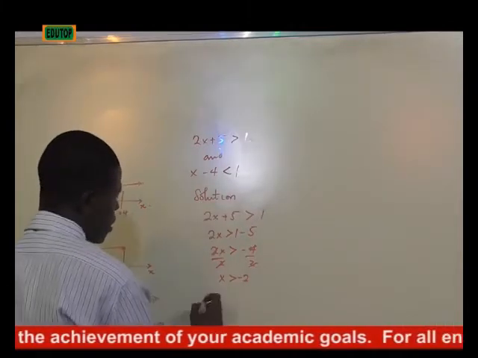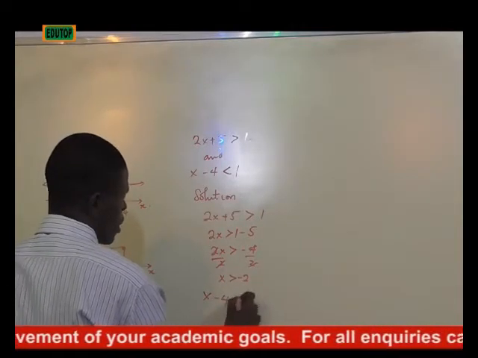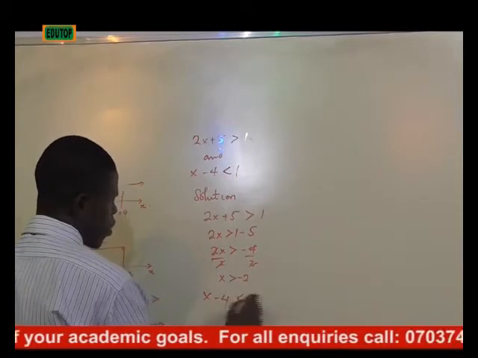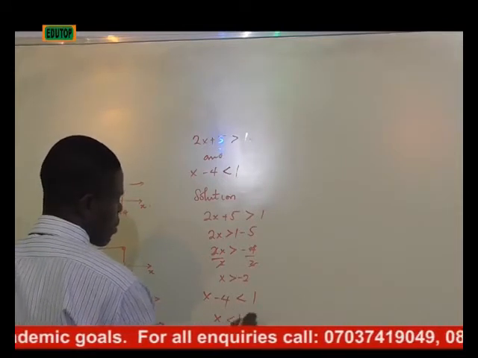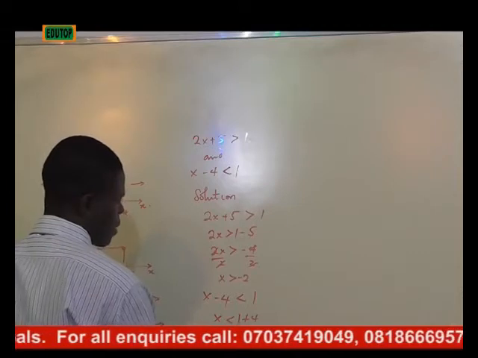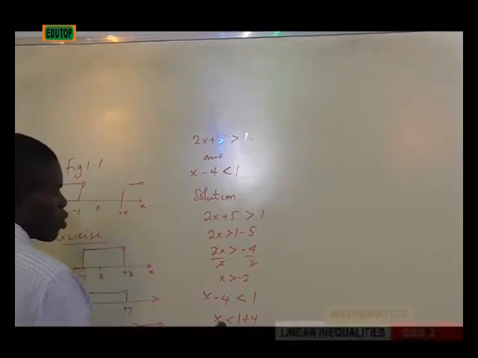Then let's see the second case. x minus 4 less than 1. So when you collect like terms here, x less than 1 plus 4, and our x is less than 5. So we have 2 cases now.